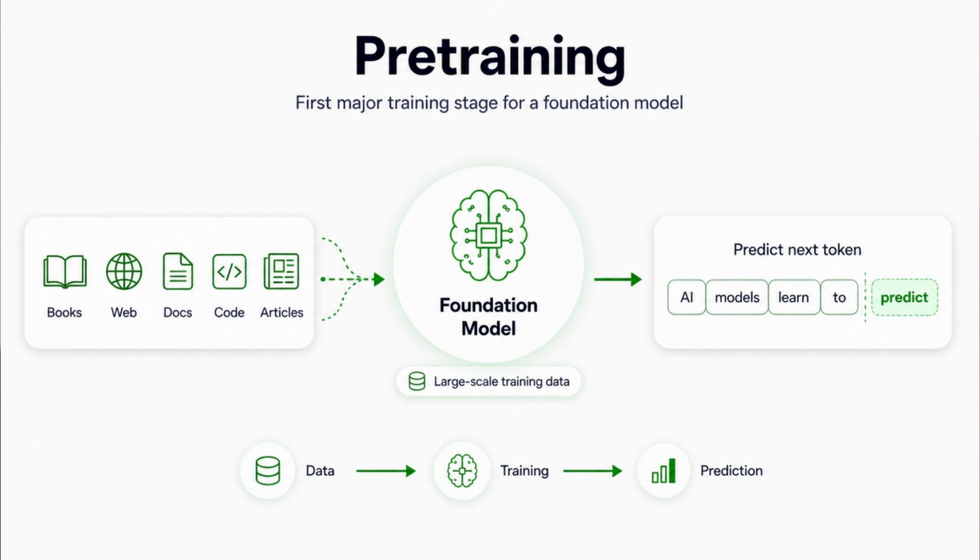For example, if the training sentence is "the capital of Australia is Canberra", the model may see "the capital of Australia is" and it tries to predict the next token. The correct answer is Canberra. Now imagine this happening not once but billions or trillions of times across a huge amount of data. Slowly the model starts learning grammar, facts, writing patterns, coding patterns, and the relationships between ideas. This is why pre-trained models have broad general knowledge.